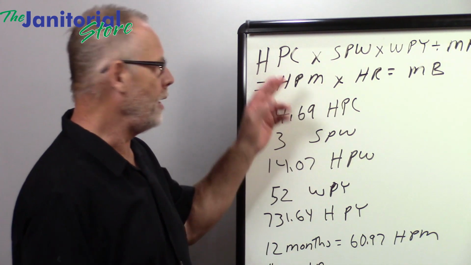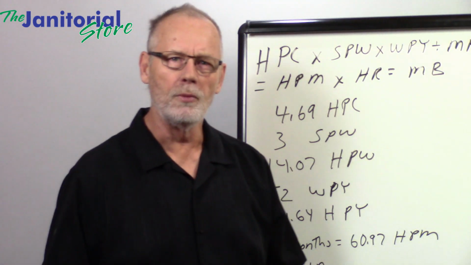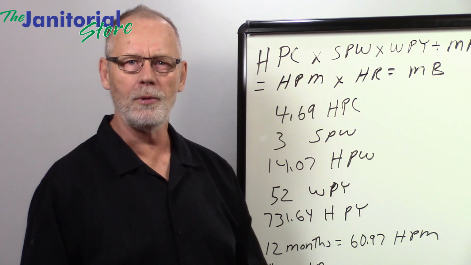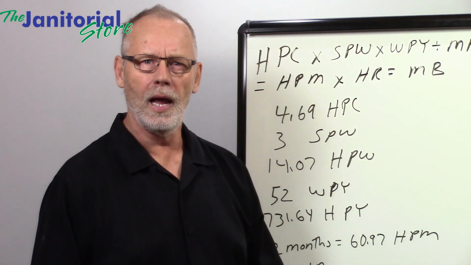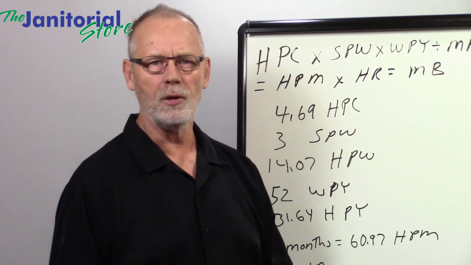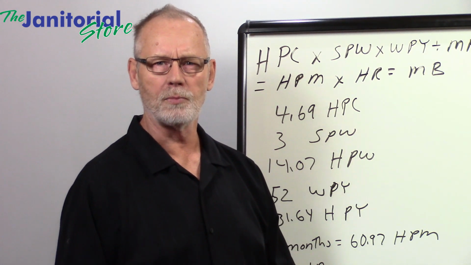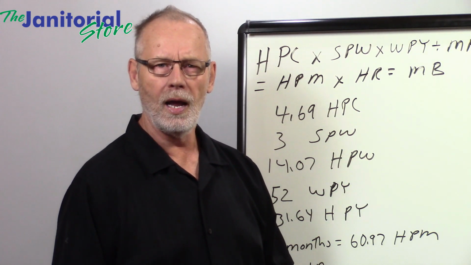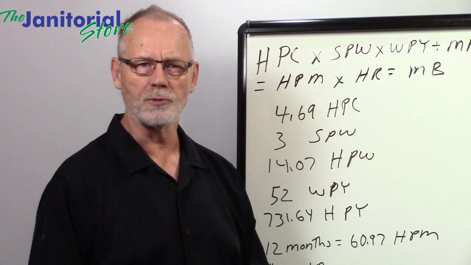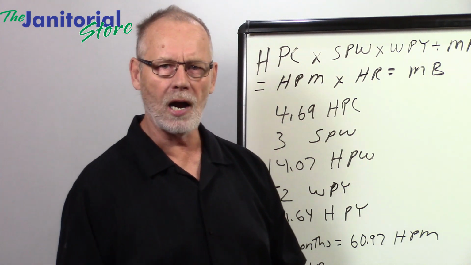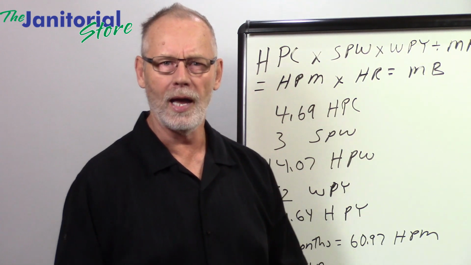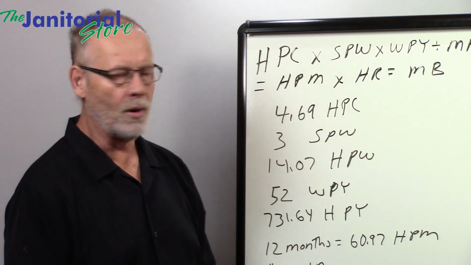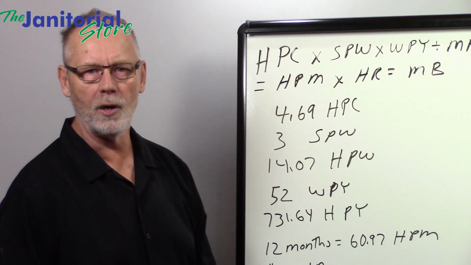So what we're doing is that the HPC is hours per clean, and then our SPW is services per week, and then we have our WPY, that's our weeks per year, and then we have HPY, that's our hours per year, and then we have HPM, which is hours per month, and then we have HR, which is hourly rate, and then we have MB, that's our monthly billing.